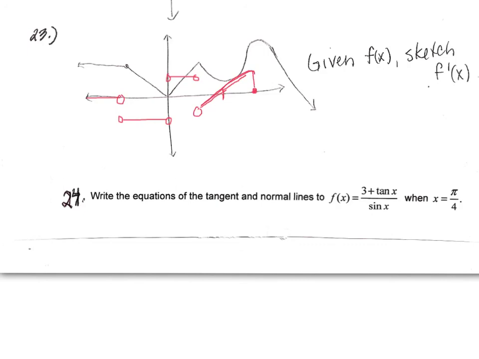And then it looks like my slopes stay pretty negative. So now we'll kind of go negative. And that would be an acceptable graph of the derivative.